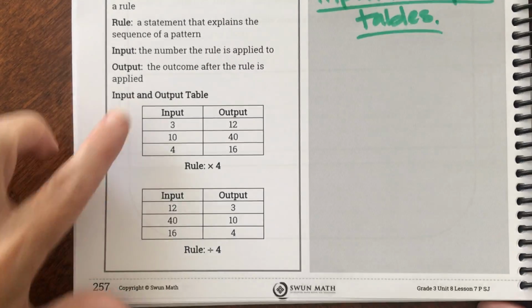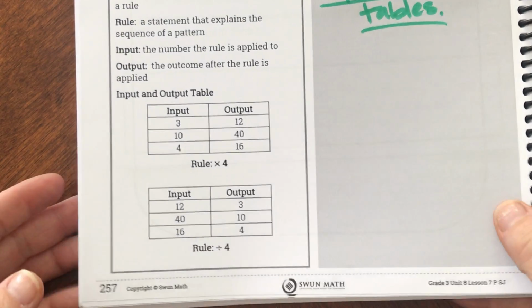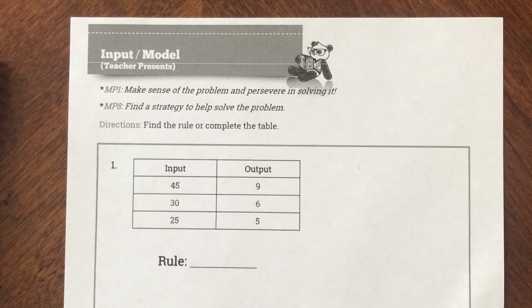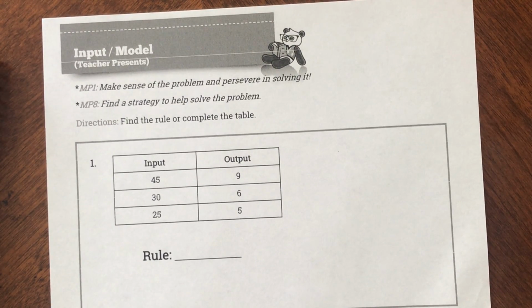Okay, so they do give us some examples of multiplication and division input-output tables, but I'm just going to get started and show you them. Okay, so here is my first one. And if we don't know our basic facts, we might need to use an array for this. Hopefully we know our basic facts because we've been using a lot of reflex.